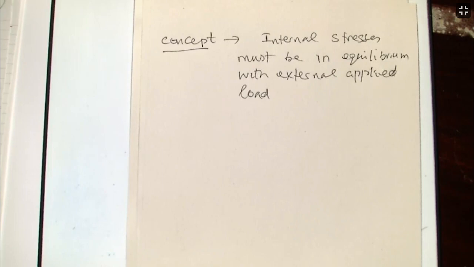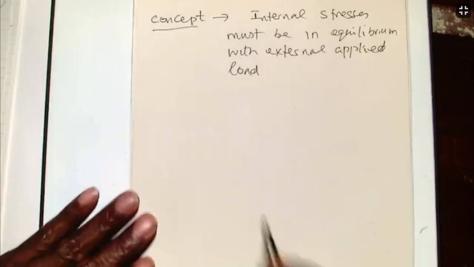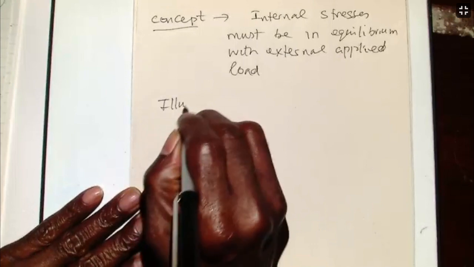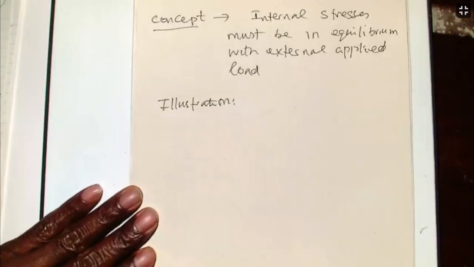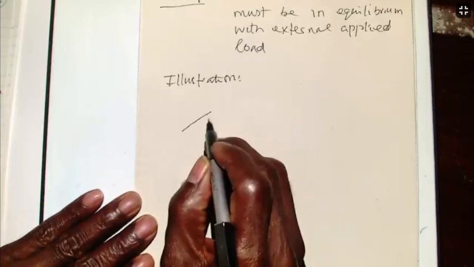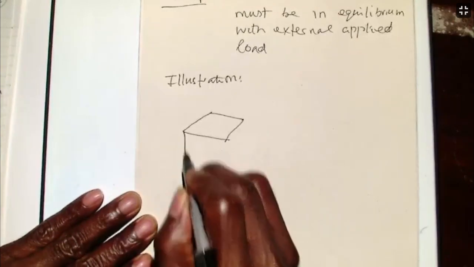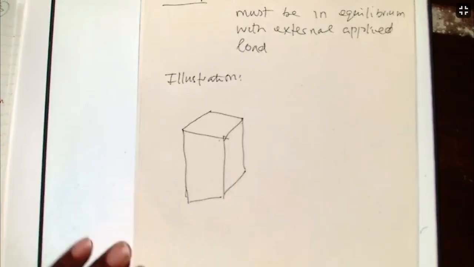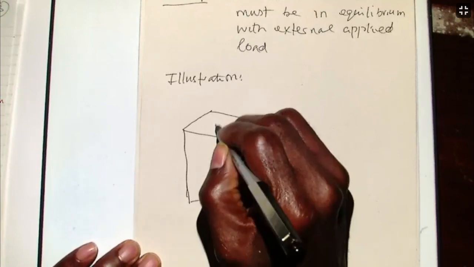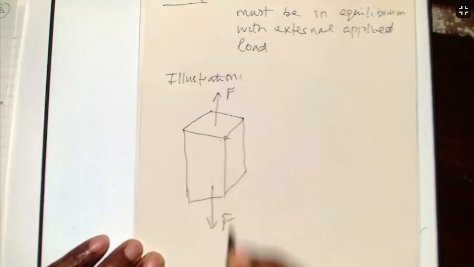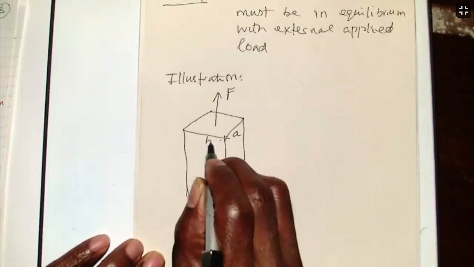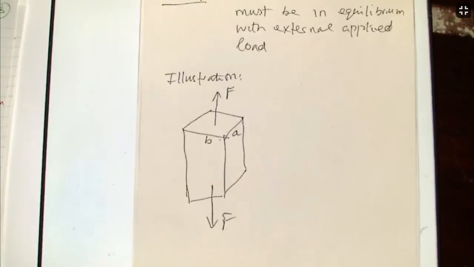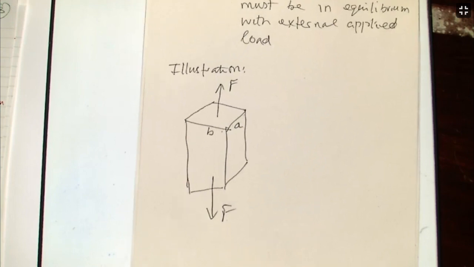One simple way of illustrating that, before I go back to the beam, is to use a rectangular cross-section of a simple structure where we apply a force F, and this length here is A and that length here is B. So what is the stress in that bar in terms of F and A and B?